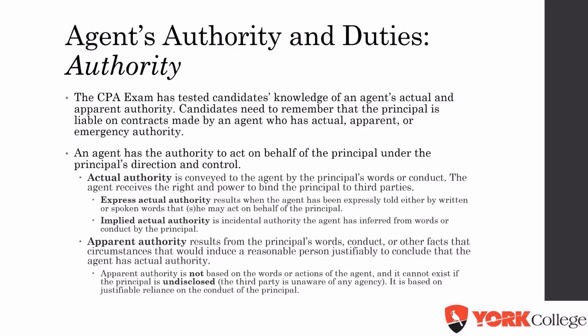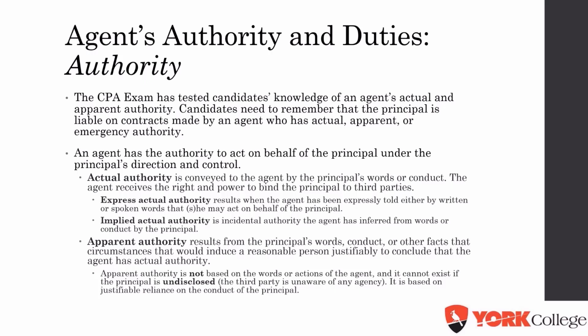Then there's the second category of apparent authority. Apparent authority is authority that results from a principal's words and conduct or other facts that induce another person to justifiably conclude that an agent has actual authority. So let's not get confused here. The first category of actual authority talks about what the principal does and what the agent believes. For the second category of apparent authority, it's not what the agent believes, it's what a third party believes.